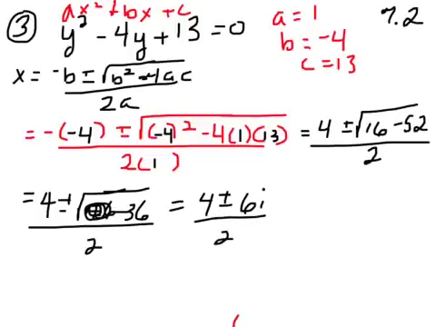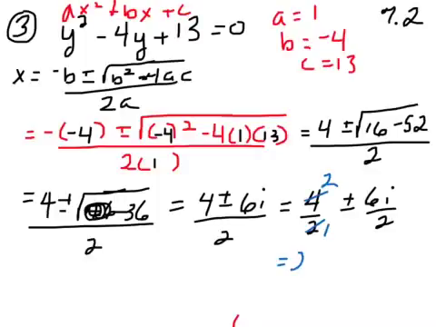But that will reduce further because you can divide a 2 out of all of those numbers. That's the fast way to do it. Another way to do it is to say it's 4 over 2 plus or minus 6i over 2 and then reduce each fraction. Well, 4 over 2 would become 2 plus or minus, and then 2 goes into 2 once and 2 goes into 6 3 times. We get 2 plus or minus 3i.